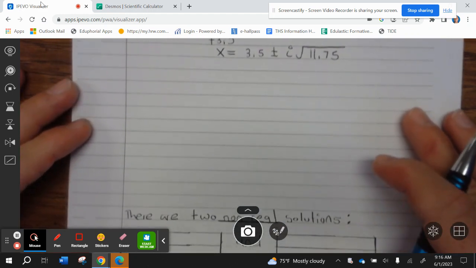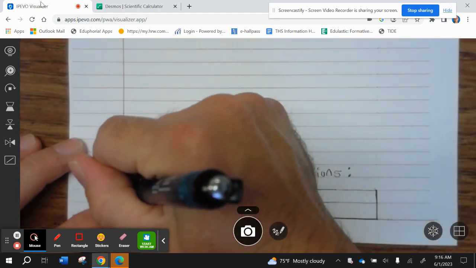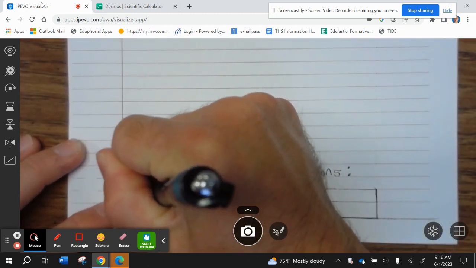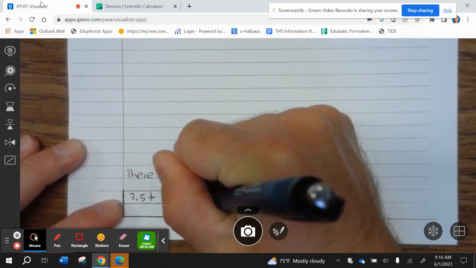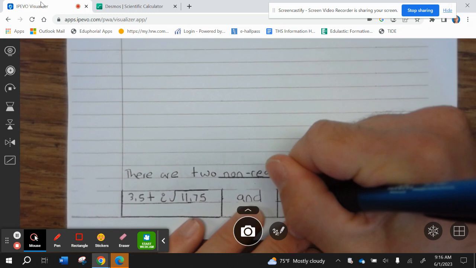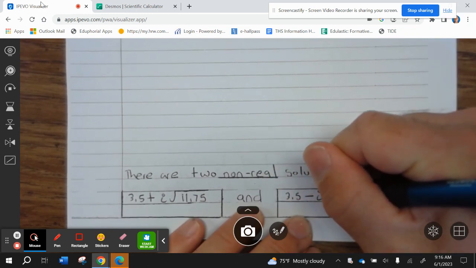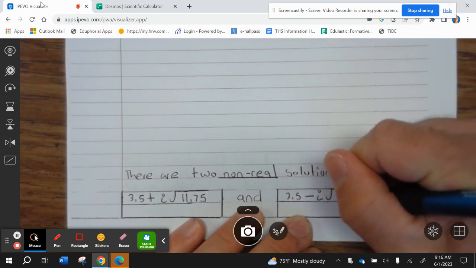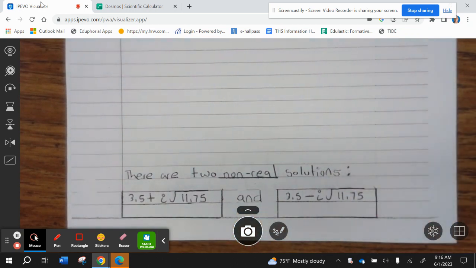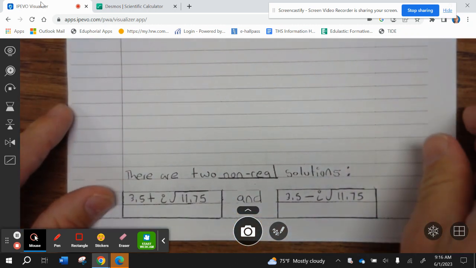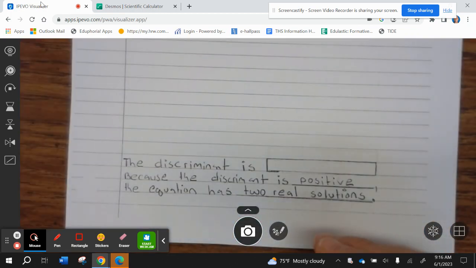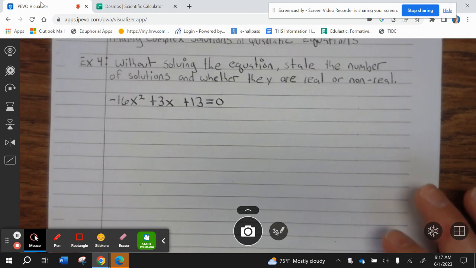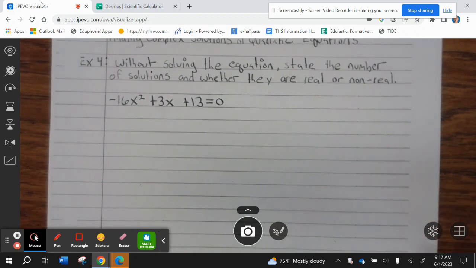Okay, so there are two non-real solutions, 3.5 plus i square root of 11.75 and 3.5 minus i square root of 11.75. All right, go ahead and finish up example 3. All right, let's take a look at example 4. Without solving the equation, state the number of solutions and whether they are real or non-real.